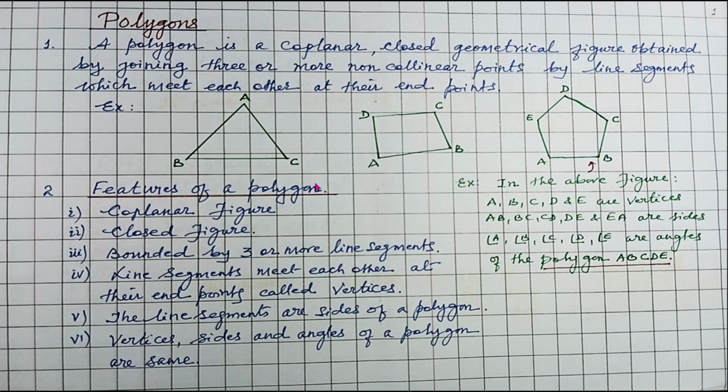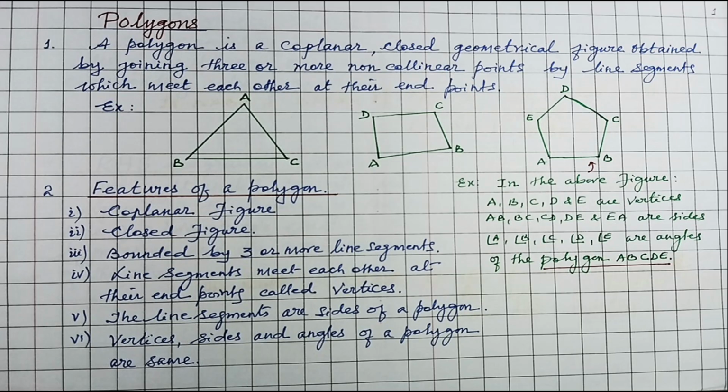Now, the features of a polygon are, first of all, polygons are coplanar figures, that means they lie on a plane. They are closed figures, not open figures. They are bounded by three or more line segments. Line segments meet each other at their endpoints called vertices. The line segments are the sides of a polygon. If you observe here, A is a vertex, B is a vertex, C is a vertex, that means every polygon has vertices, every polygon has sides, they are closed and they are coplanar. So remember that every polygon has vertices, sides, angles, so that is what is common to every polygon.